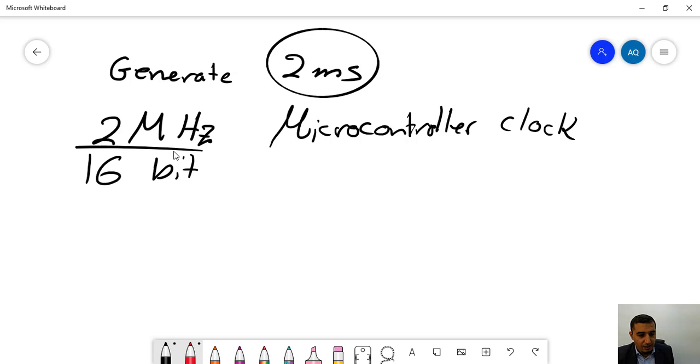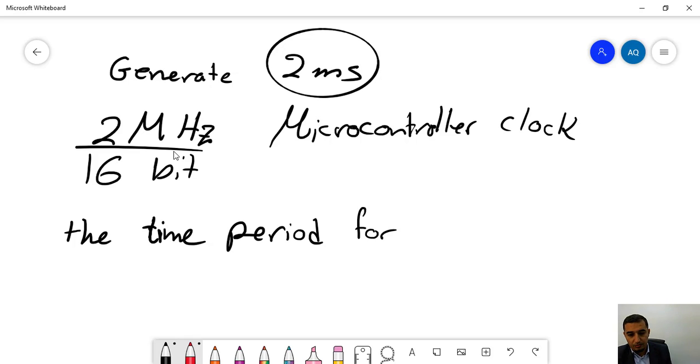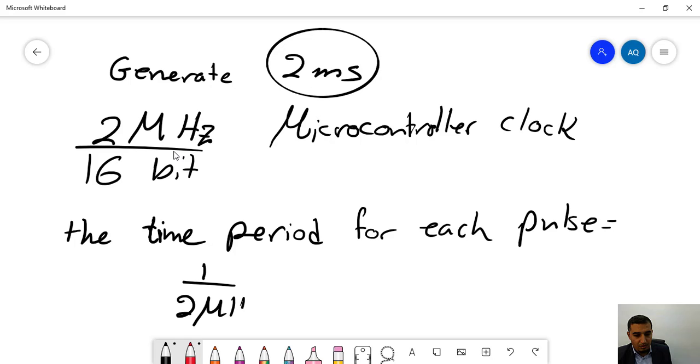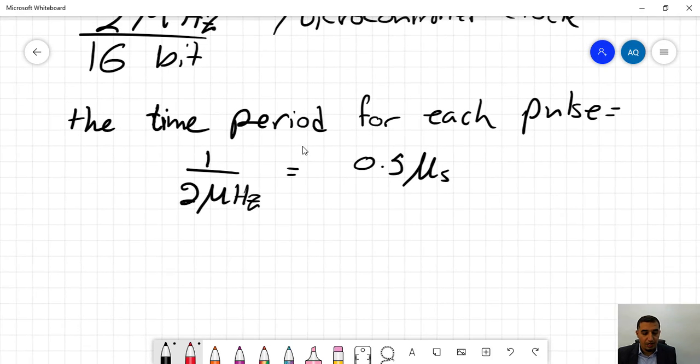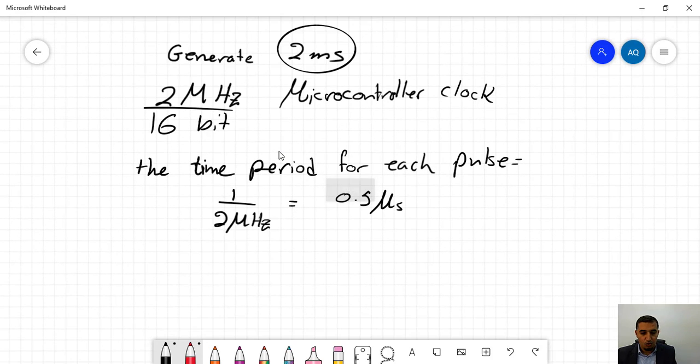So first of all, the time period for each pulse is equal to 1 over 2 megahertz. 1 over 2 megahertz in microseconds, 1 over 2 is 0.5 microseconds. Next, we need to know how many pulses we need to generate 2 milliseconds.